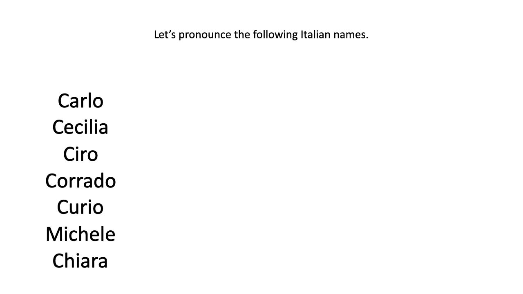As practice, let us pronounce a few Italian names. Okay? First, let's pronounce some names that use C in all its different combinations. The first name, Carlo. Carlo. We said that C with A has its hard sound K, so Carlo.